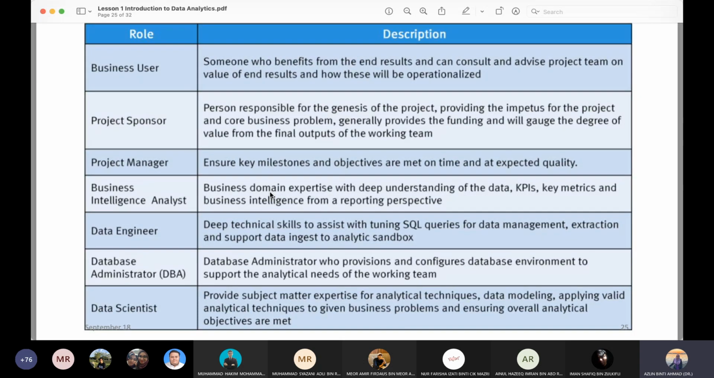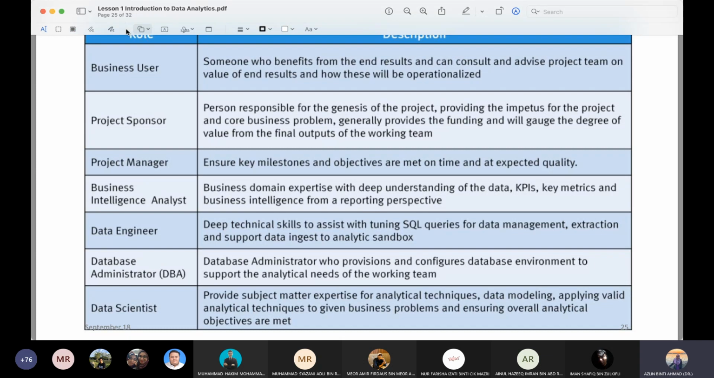Panjang sikit punya tu. Okay, so before we move to the next one, okay, you all pernah tengok tak data professional punya rank? Pernah tengok rank? Tak, the pyramid? The rank. Tak pernah. Maknanya tak pernah. Sekejap. Tak pernah lagi, Doktor.